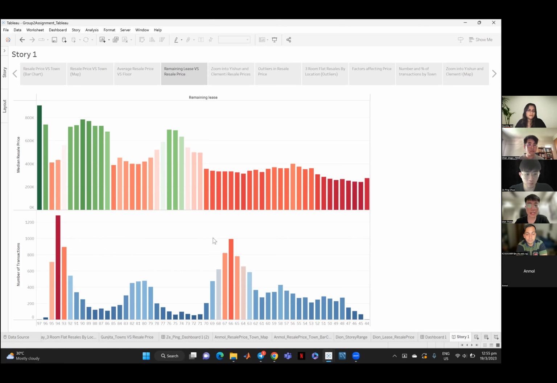So there's also another surge in the transactions at around 66 years of remaining lease. So our conjecture is that flat owners may fear the prices of their flat starting to depreciate significantly beyond that point, hence more likely to sell.